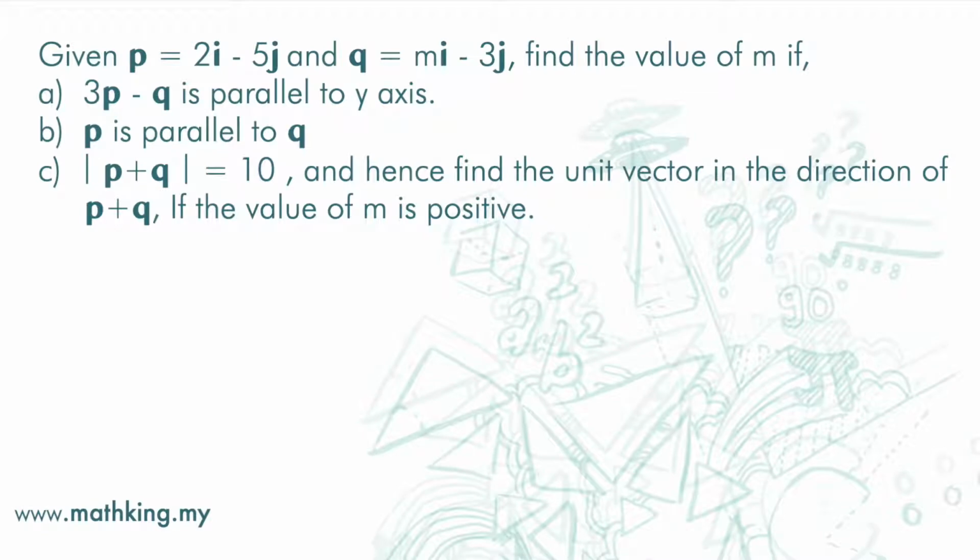Given vector p equal 2i minus 5j and vector q equal mi minus 3j. Find the value of m if a, 3p minus q is parallel to y-axis, b, p is parallel with q, c, the magnitude of p plus q is 10, and hence find the unit vector in the direction of p plus q if the value of m is positive.